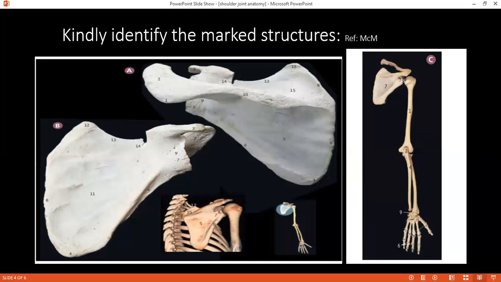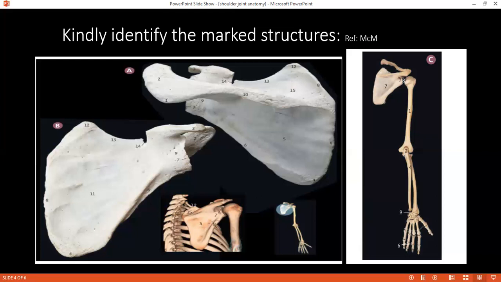Okay, from medial to lateral, it will be teres major, latissimus dorsi, and pectoralis major. Yes, very good. Okay, can you tell me the boundaries of the quadrangular space and also tell me where exactly it is located?